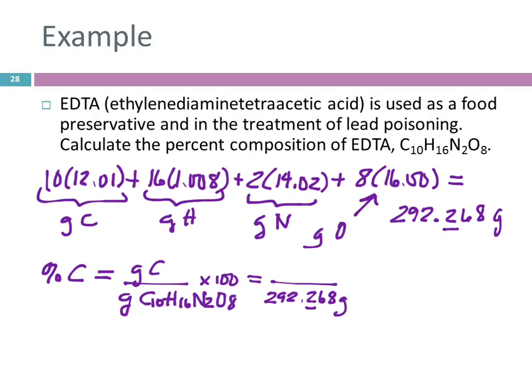10 times 12.01 is going to be 120.1 grams, times 100. 120.1 divided by 292.268 times 100. This will have 4 sig figs, so 41.09% carbon.